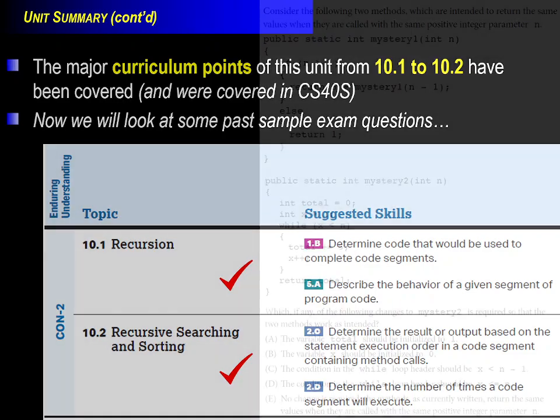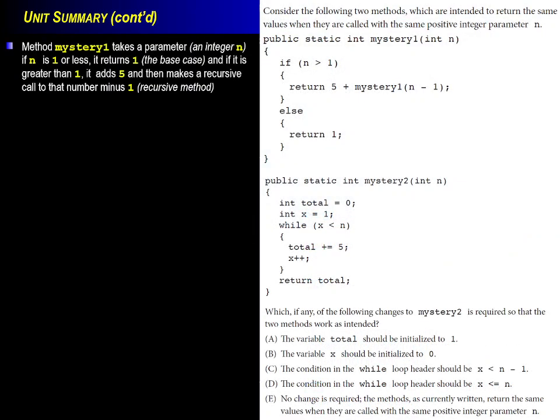Let's look at a sample exam question. In this, we have a method called Mystery 1 and a method called Mystery 2. Mystery 1 is a recursive method because you can see within Mystery 1, it calls itself. Mystery 2 is not a recursive method. It is an iterative or a looping method because there you can see a while loop in there. So let's dig a little deeper.